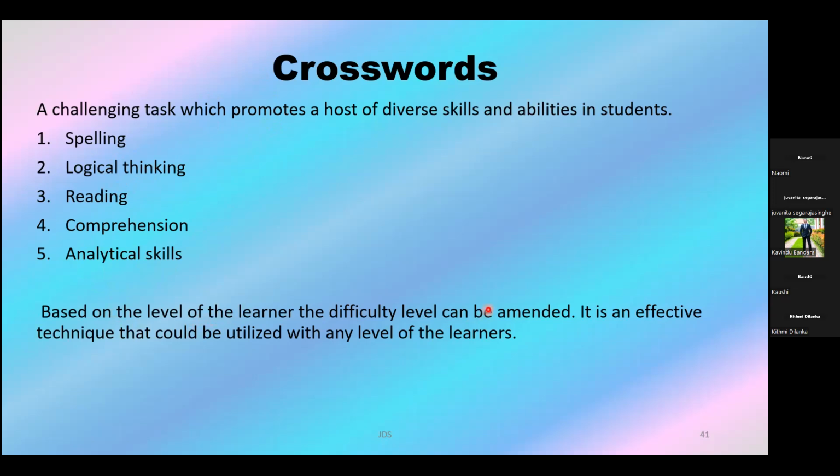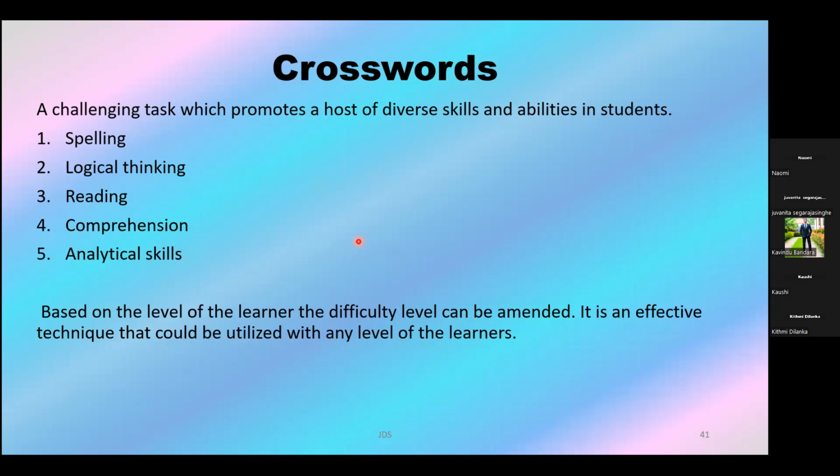Based on the level of the learner, the difficulty level can be amended, the topic as well as the difficulty level. It's an effective technique that could be utilized with any level of learners. We can even do this with small children, provided you give them the picture clues. If they are unable to read, you just give them the picture of a skirt and ask them to find out the word, in which cage those words should be written.